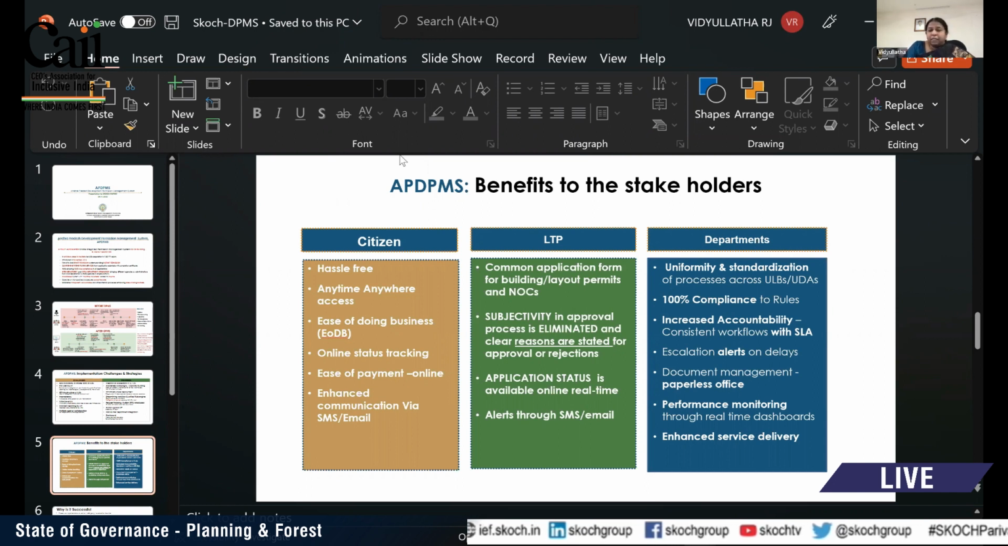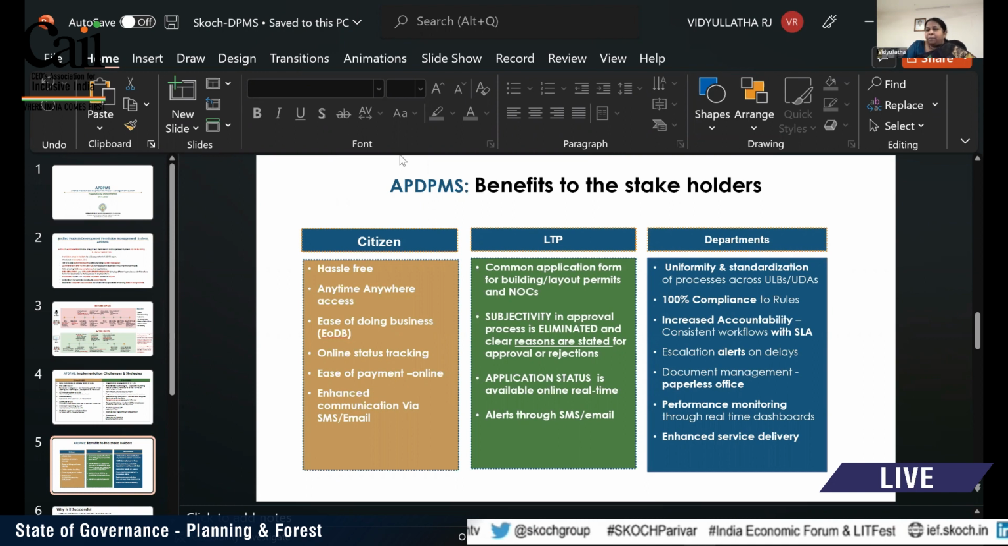Now, by seeing the dashboard, we can see how much revenue we are generating, how many permissions are being given, how many are pending with the staff, if any decline is there in the construction activity, and if any change is required in the policy. All these things we can take care of by seeing the information in the dashboard. And there is enhanced communication via SMS and email to the applicants.